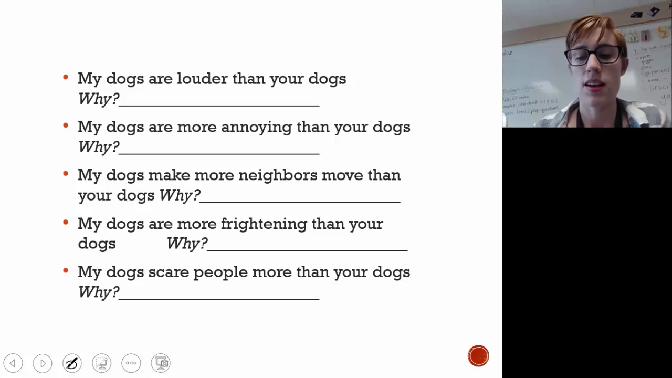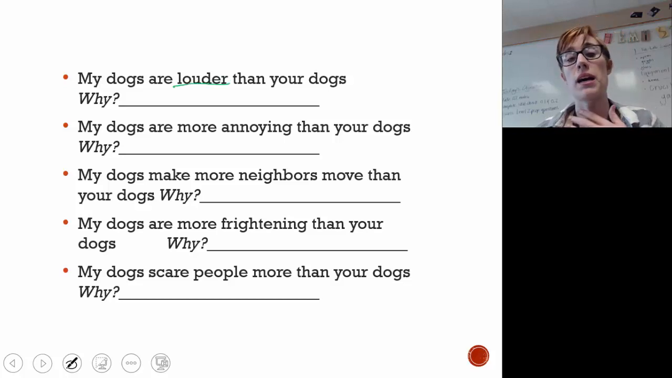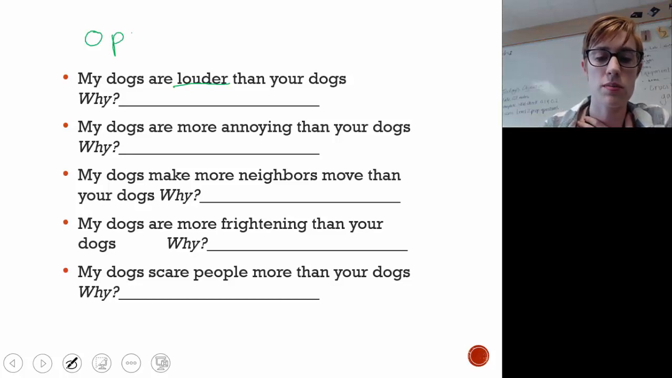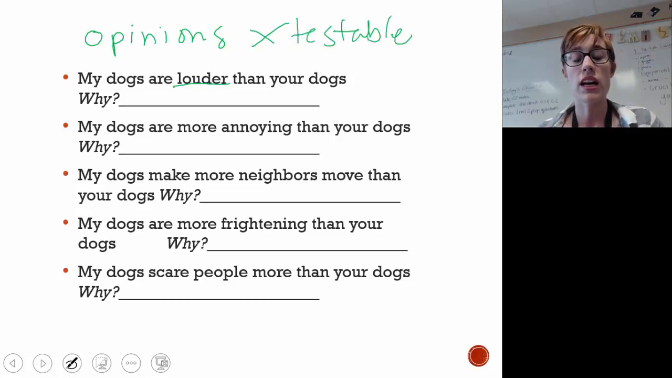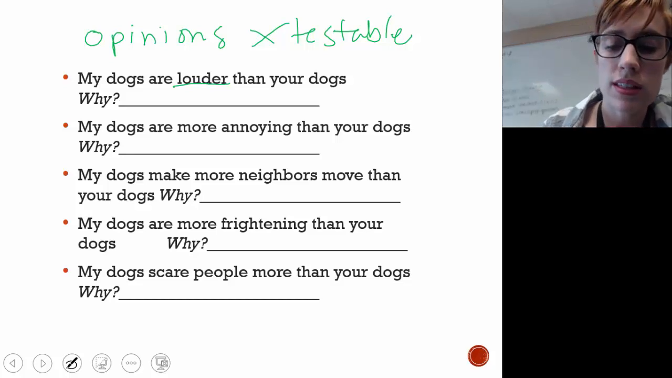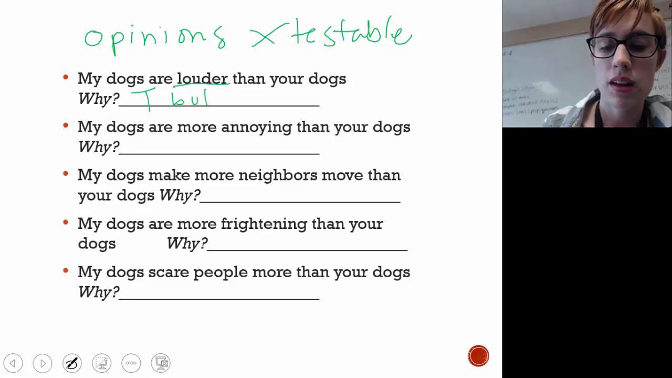It depends. If I'm taking my opinion on whether a dog is louder than another dog, then no, it's not testable, okay? Because opinions are not testable. That's an important point, something you want to write down. Opinions are not testable, okay? However, if I had some sort of technology tool that was actually able to measure the loudness of sound, then could that be testable? Yes. So I would say this is testable, but it needs clarification.